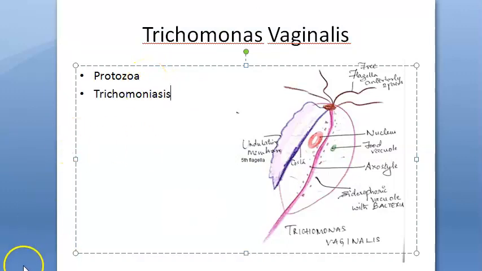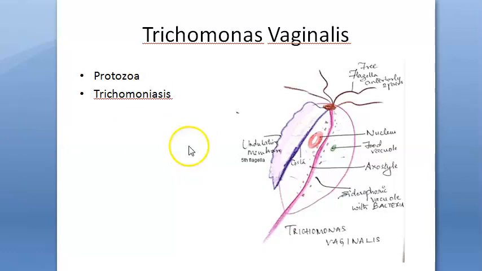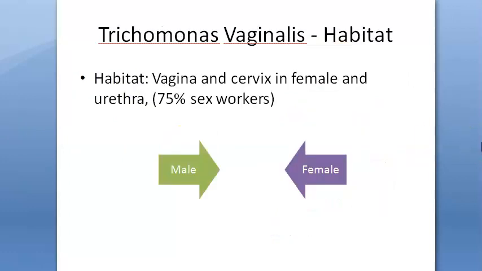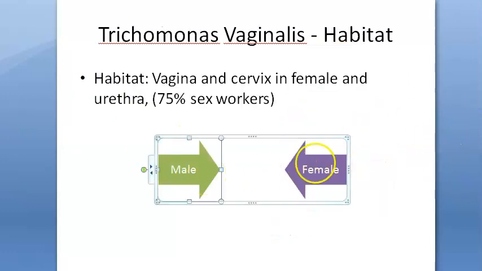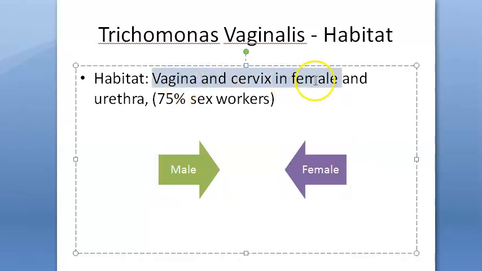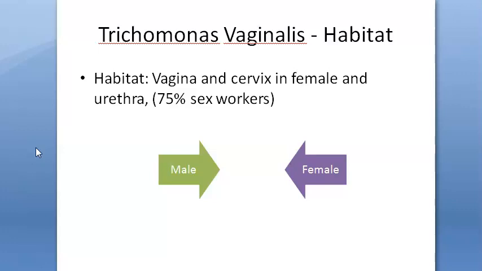Trichomoniasis is present a lot in sex workers. It can be transmitted from male to female and female to male. It lives in the vagina and the cervix of the female and the urethra, so it can be in men and in women.